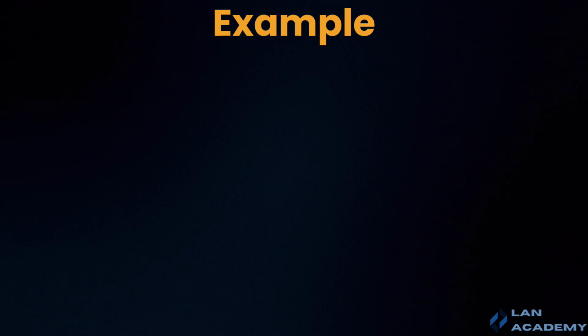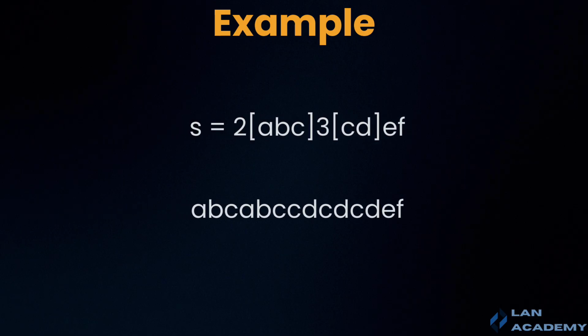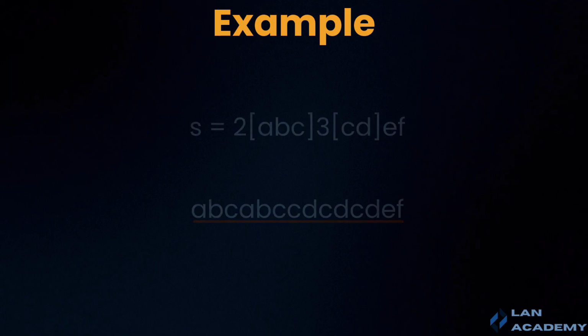For example, given the input s = "2[ABC]3[CD]EF", the decoding process works as follows. The segment 2[ABC] translates to ABCABC because the substring ABC is repeated twice. Next, the segment 3[CD] translates to CDCDCD, repeating CD 3 times. Finally, the remaining segment EF remains unchanged. When these parts are combined, the final decoded string will look like this.